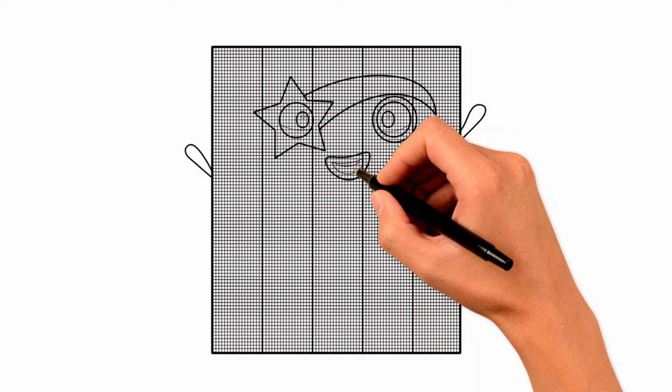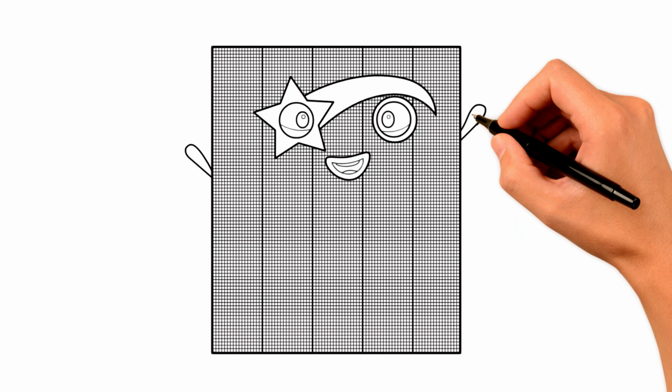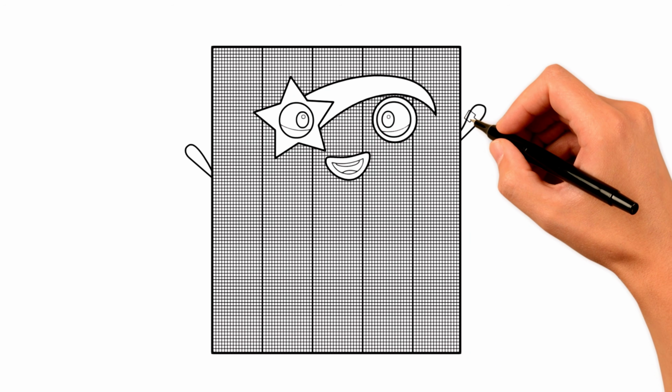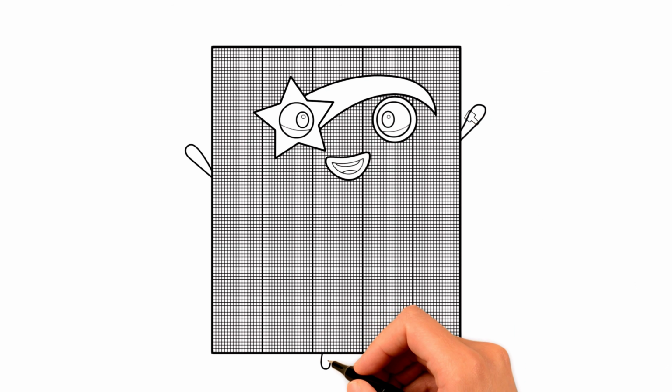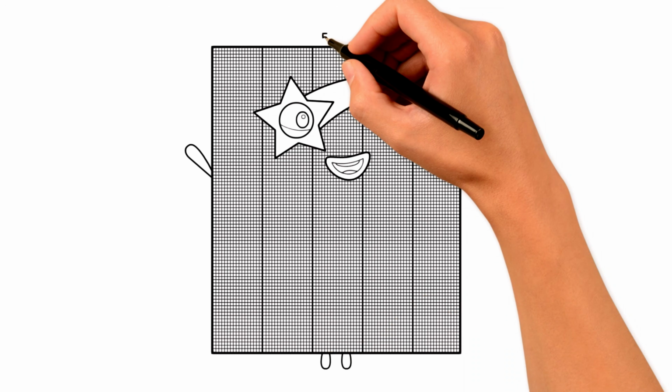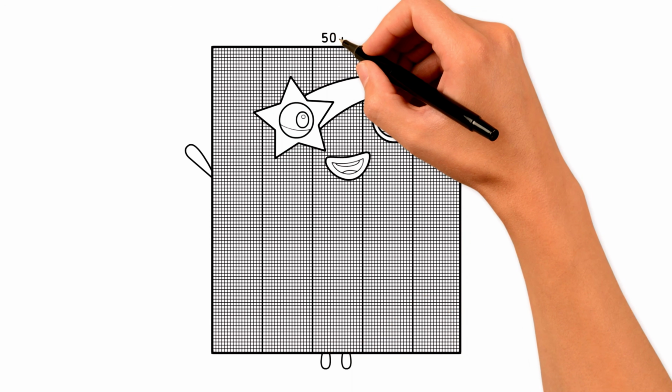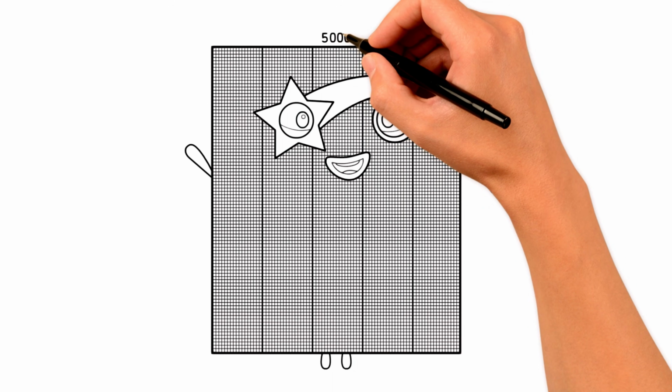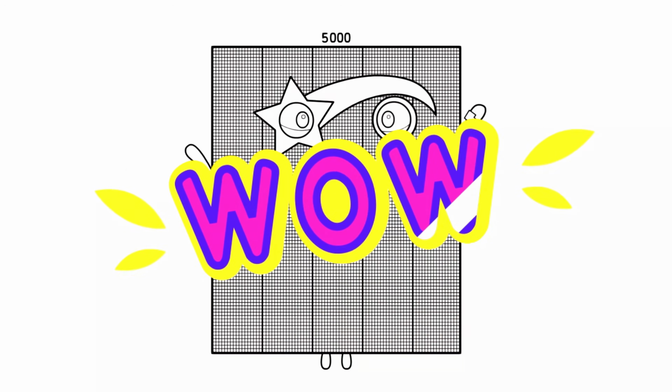Left hand, right hand. And the right hand holds something special. Now draw the watch on the right hand. Numberblock 5,000 always knows the time. Now draw the legs at the bottom. Left leg, right leg. And finally, at the very top, write the number. 5,000. Our drawing is complete.